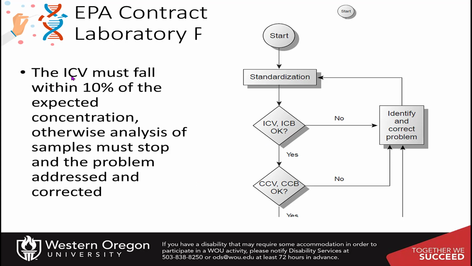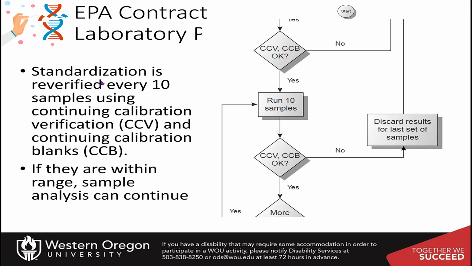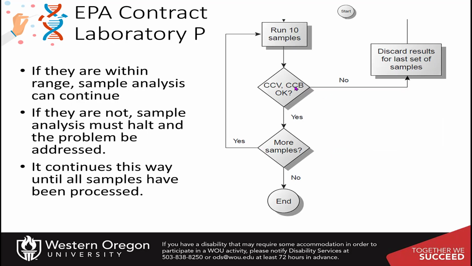So for this, the ICV, that internal control, has to fall within 10% of the expected concentration. Otherwise, the analysis of samples has to stop and you have to address and correct the problem wherever it's coming from. Standardization then is re-verified every 10 samples, continuing calibration verification and the calibration blank. So if they're in sample range, then the analysis can continue. If they're not in range, then you have to discard your last set of 10 results. You have to figure out where the problem is at, and then you have to start again. So it continues this way until all the samples have been processed.